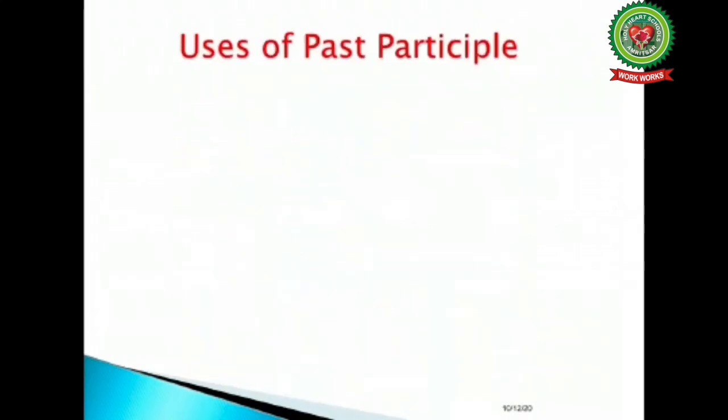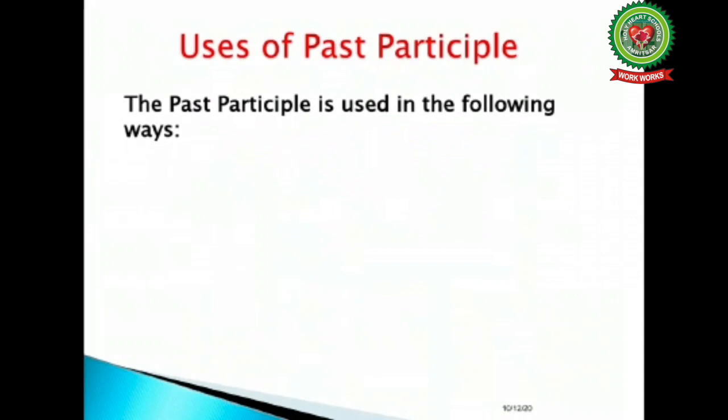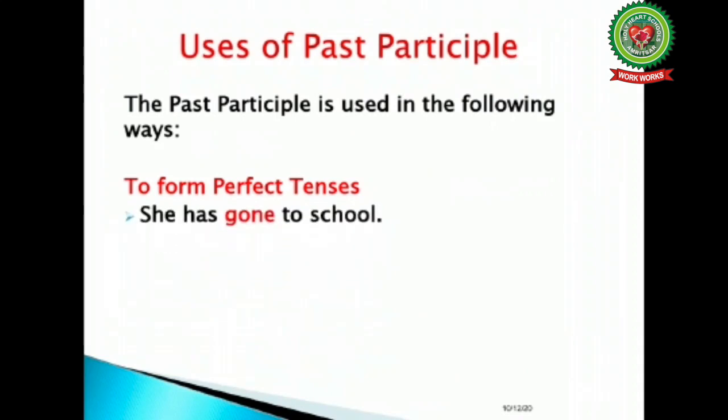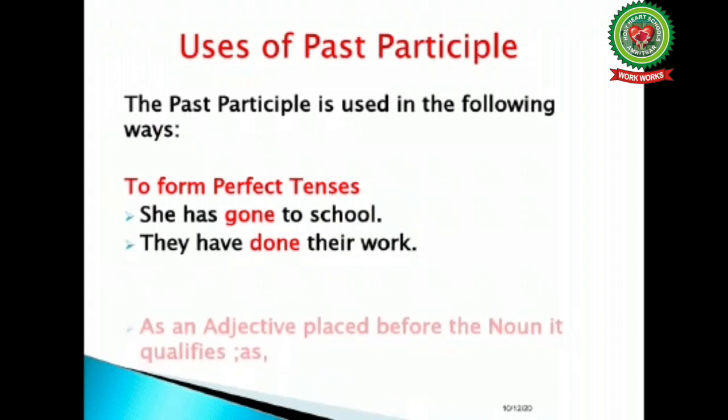Let us understand the uses of past participle. The past participle is used in the following ways. To form perfect tenses. She has gone to school. They have done their work. Children, in these sentences, we observe that with has and have, we have used past participle to form perfect tenses.